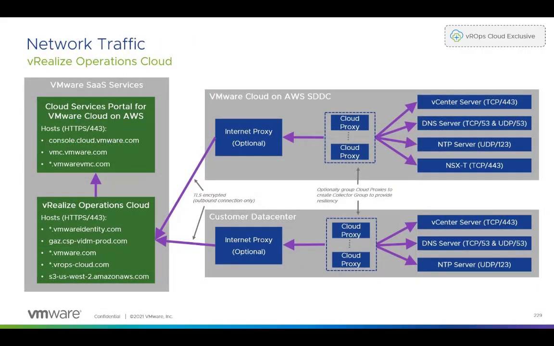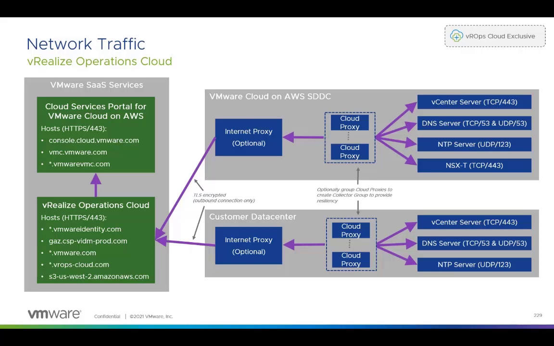This is a diagram of the network traffic. You'll want to be familiar with this because, again, it comes up in customer conversations when we're talking about vRealize Operations Cloud. But you'll notice the two different scenarios here. You have at the bottom the traditional on-premises customer data center, and then at the top you have a VMware Cloud on AWS SDDC. And so basically we're using a cloud proxy, and in this case we're showing cloud proxies in collector groups for that high availability. But we've got that deployed in both VMware Cloud on AWS and in the customer's data center.